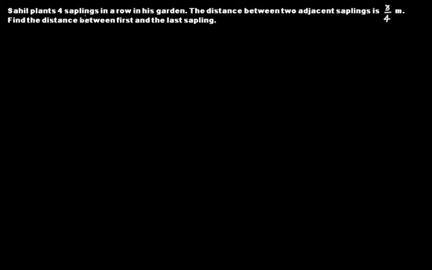Sahil plants 4 saplings in a row in his garden. The distance between two adjacent saplings is 3 by 4 meter. Find the distance between first and the last sapling.